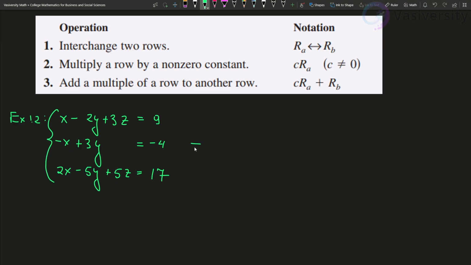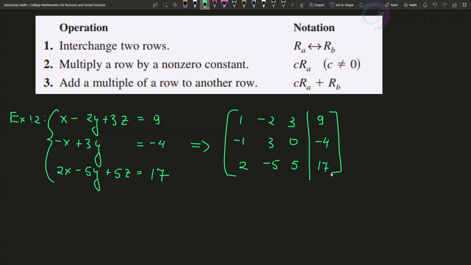Okay, and let's go ahead and actually rewrite it in matrix form. So in the matrix form, we're going to have 1, negative 2, 3, and negative 1, 3, 0, 2, negative 5, 5, right? And we're going to do it as an augmented matrix. So here, we're going to have 9, negative 4, 17. Okay, and now, once again, doing the same process, we have row 1, row 2, row 3.